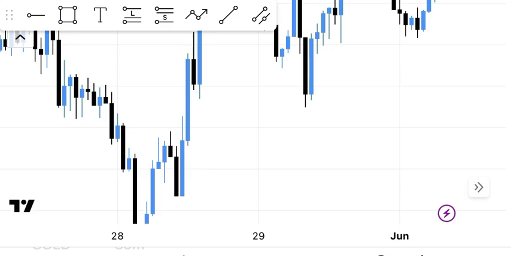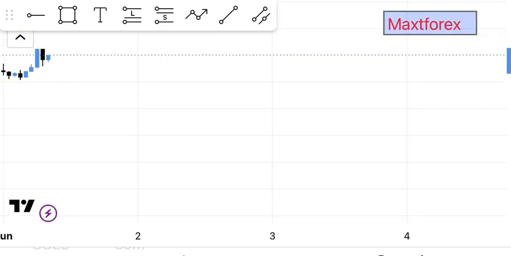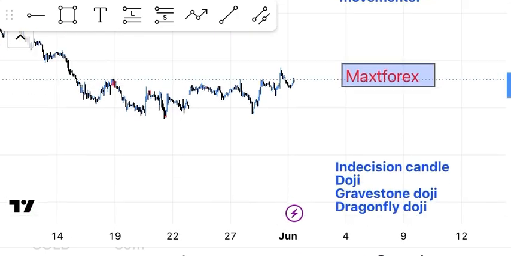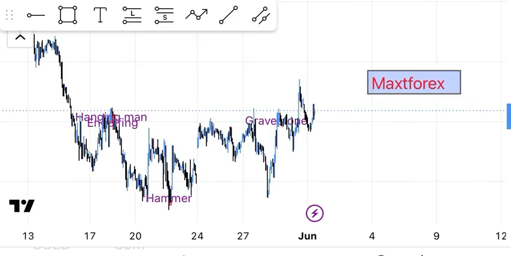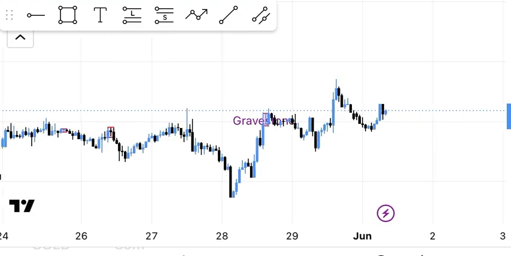So now let's talk about the second candlestick, which is the gravestone doji. So don't forget this gravestone doji as well is an indecision candlestick. It's an indecision candlestick, and I'll be explaining to you how this gravestone doji candlestick works. So let's spot it on the chart and see how it looks.